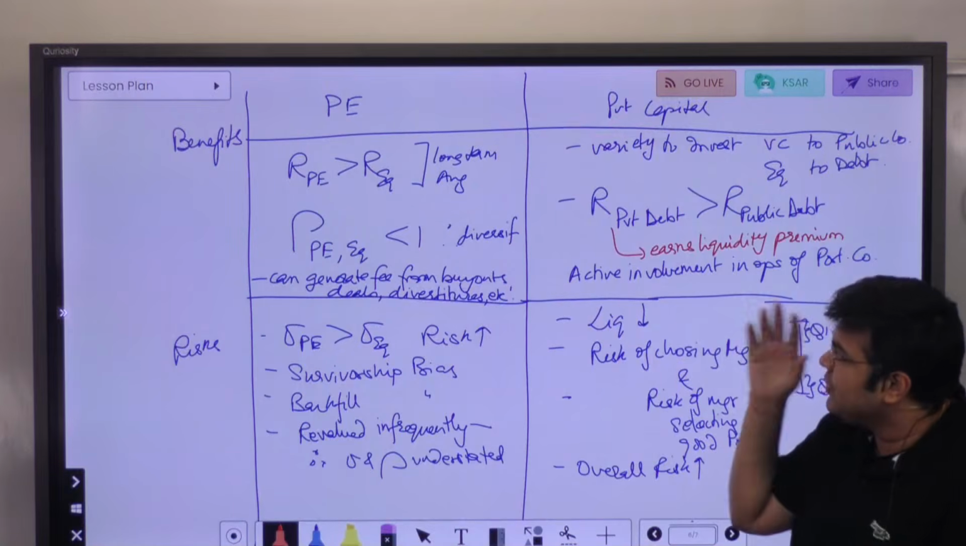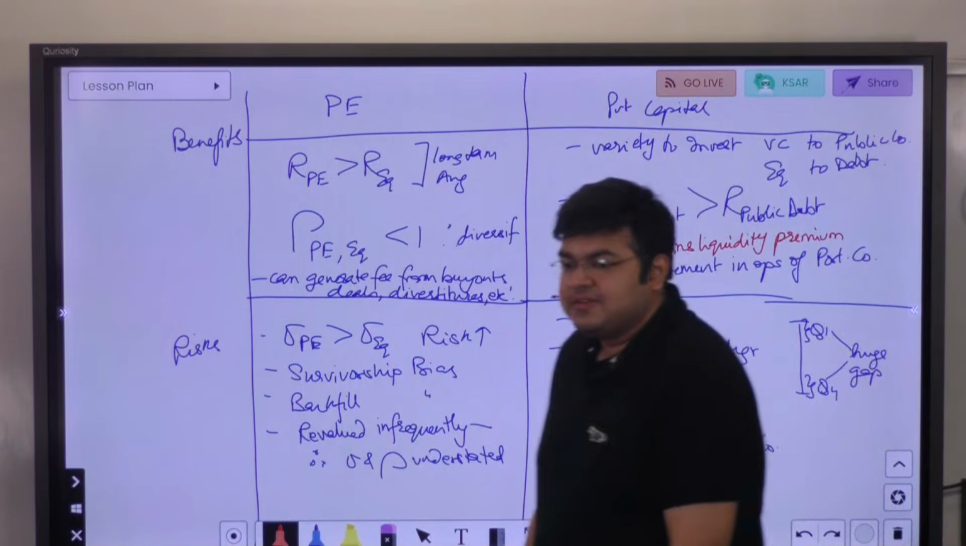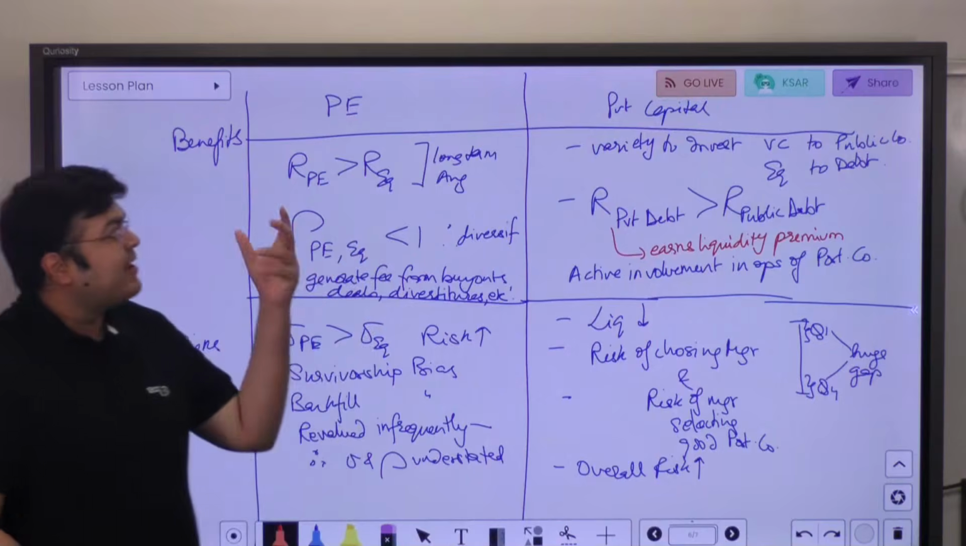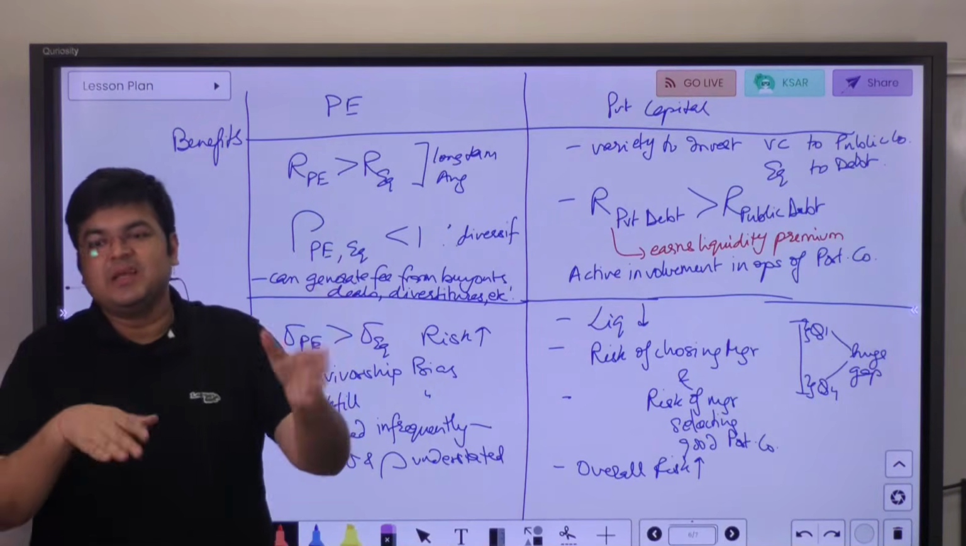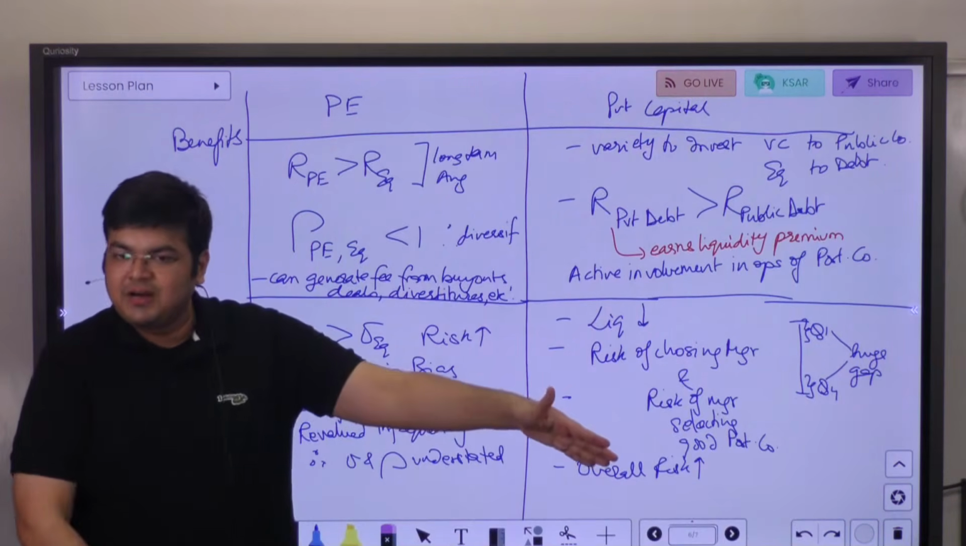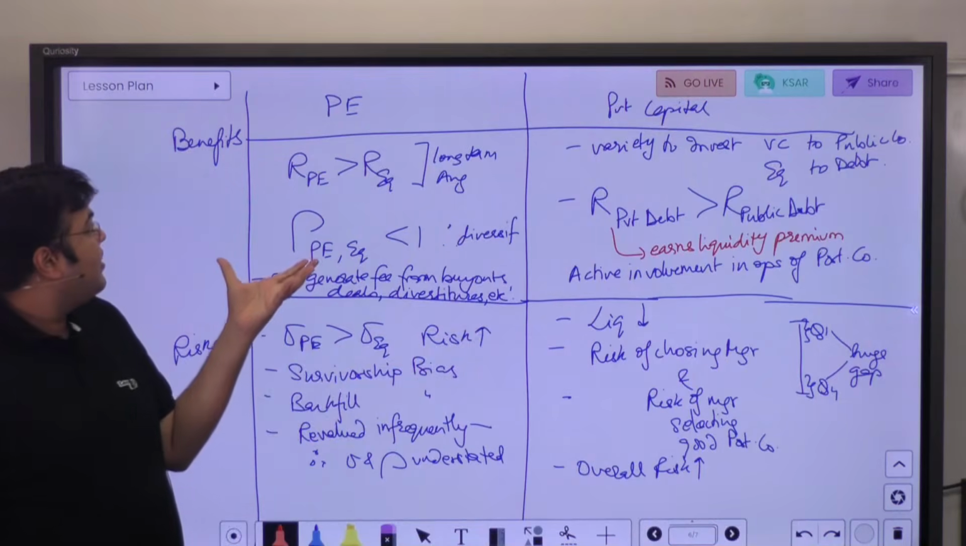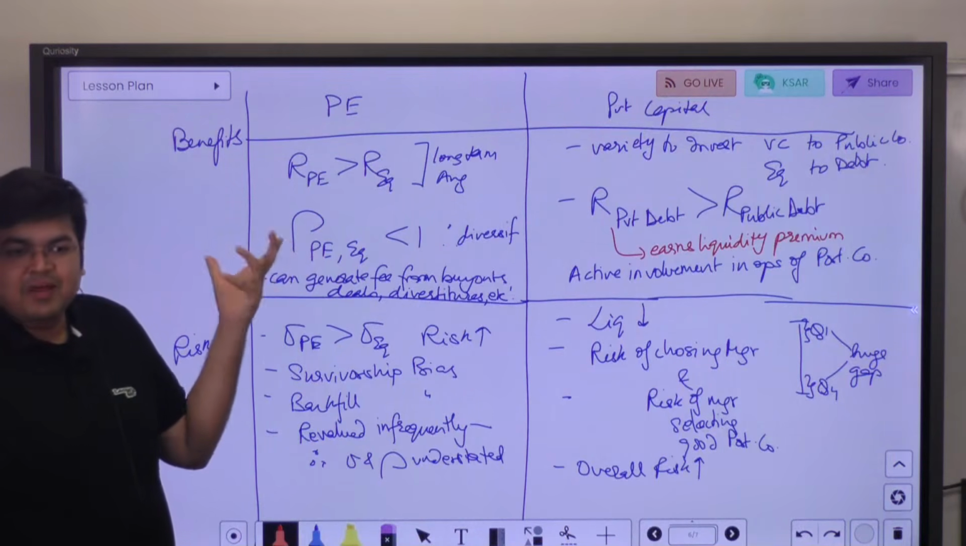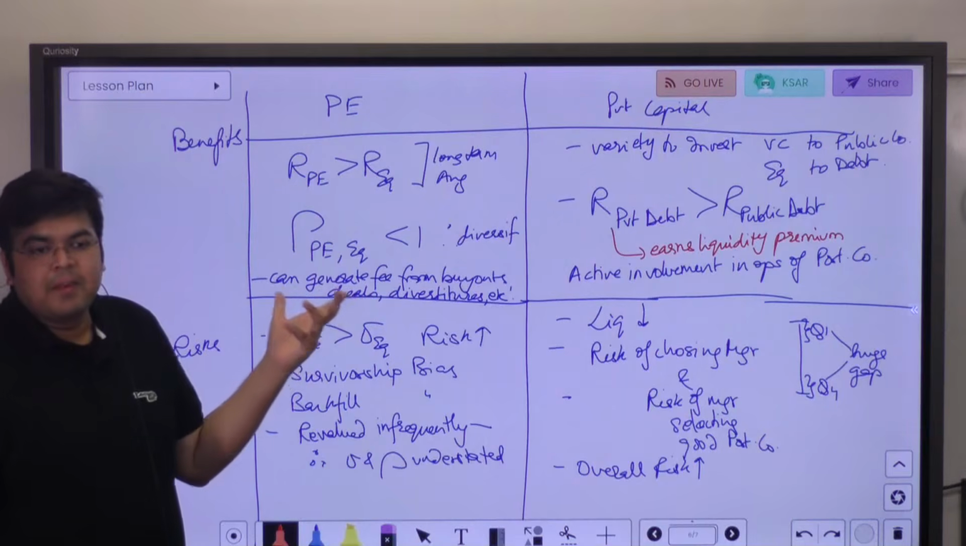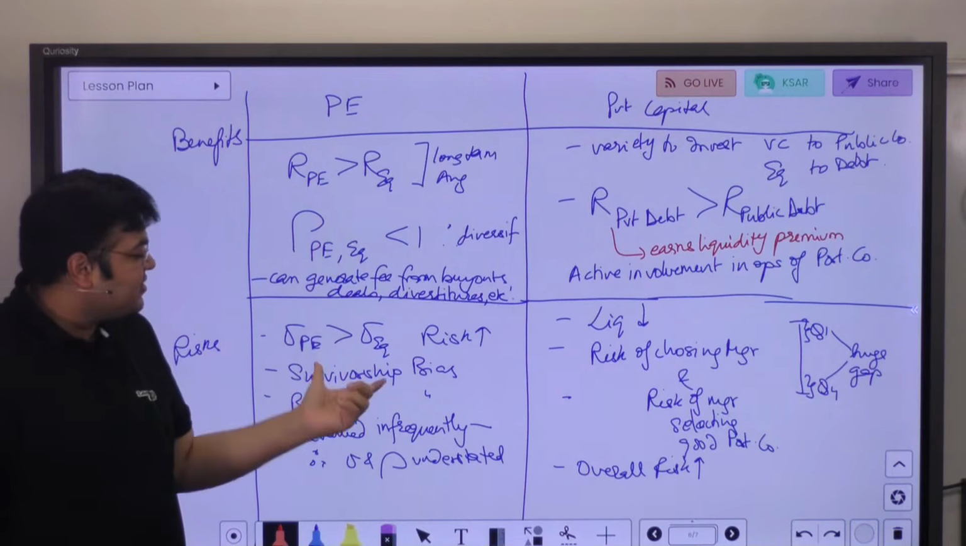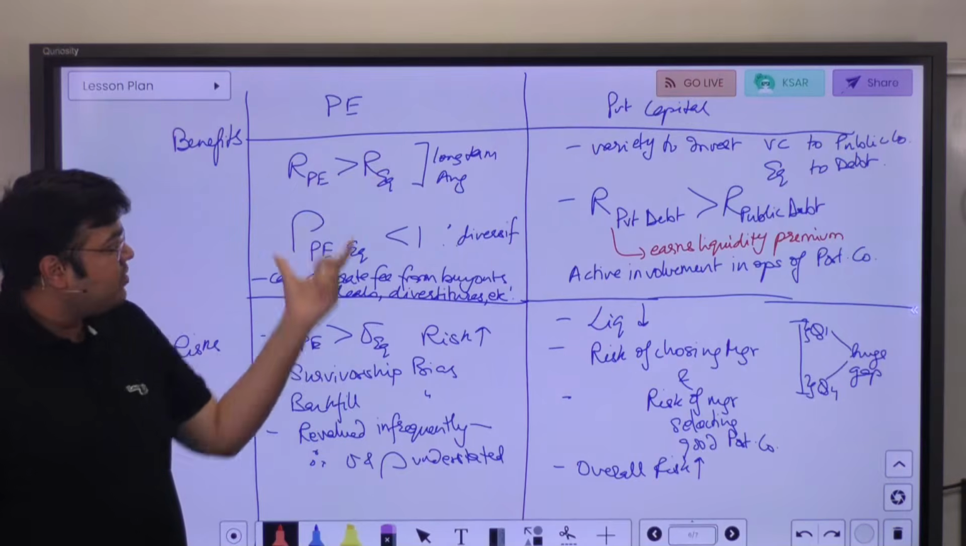Now when we're looking at the benefits and risks of private equity and private capital. Private capital basically consists of both private equity and private debt, right? So for private equity, the benefit is obviously that the return of private equity is quite a bit higher as compared to the return on equity. But obviously the risk is also much higher. Higher return because of higher risk.